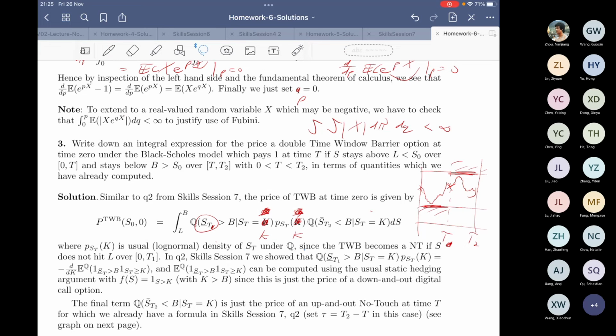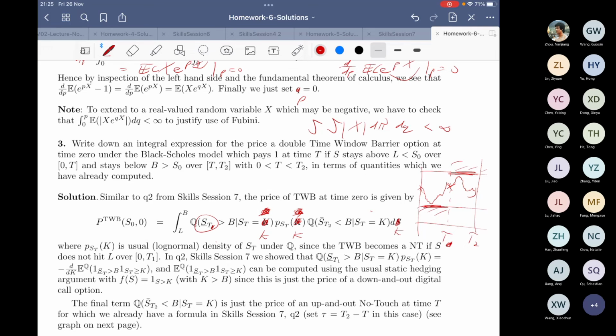That's the density evaluated at the dummy variable K. That's Q of the minimum stock price exceeding B, given that the stock price is equal to K, which may look weird, but we've actually computed that before. And then we've also got K there. So if we're doing that, then this has to be a K, not an S. I'll clean that up after the lecture.